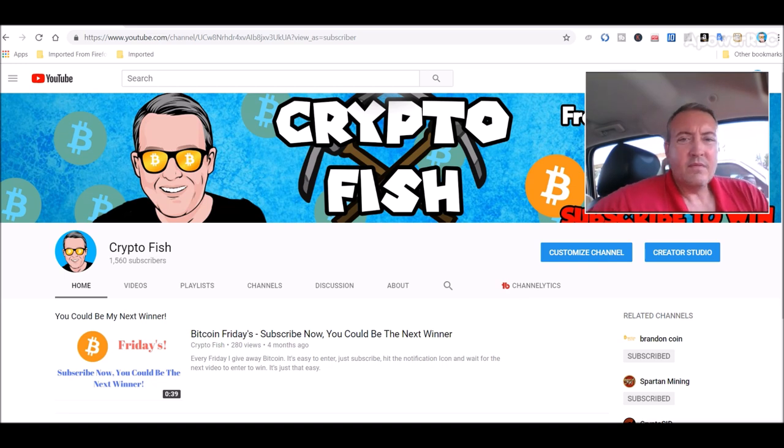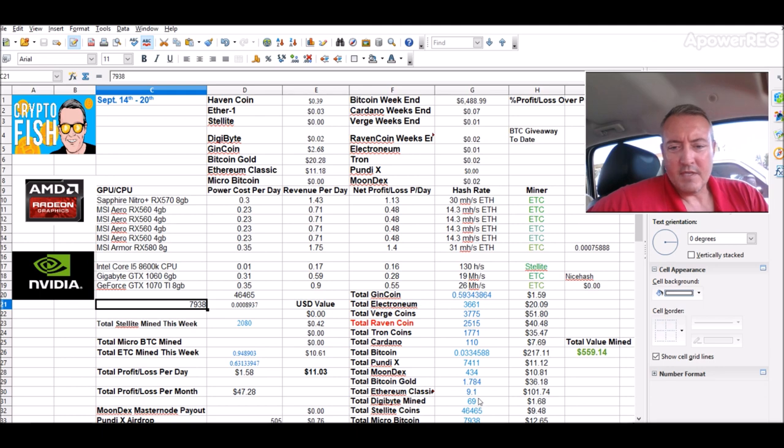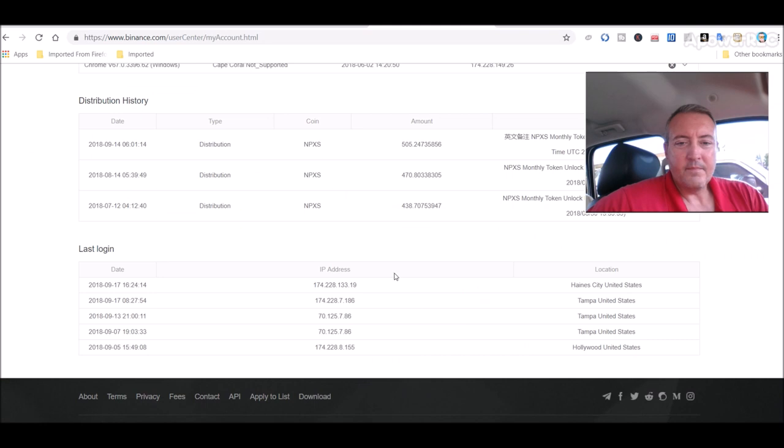So I did get a Pundi X airdrop. This is my third airdrop from Pundi X. I think it was, let me see, let me pull up my sheet. Sitting at 74.11 right now. So I bought roughly 6,000 or so coins to start.